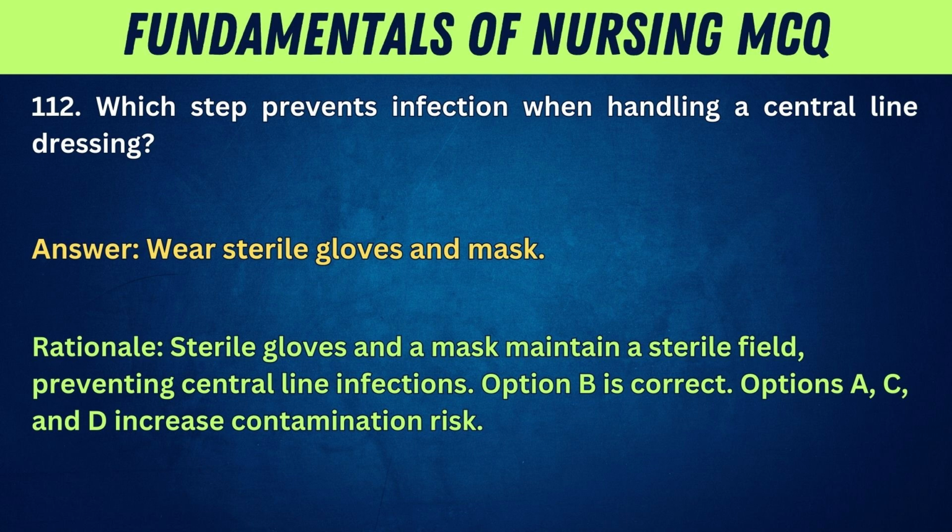Answer: wear sterile gloves and mask. Rationale: sterile gloves and a mask maintain a sterile field, preventing central line infections. Option B is correct. Options A, C, and D increase contamination risk.